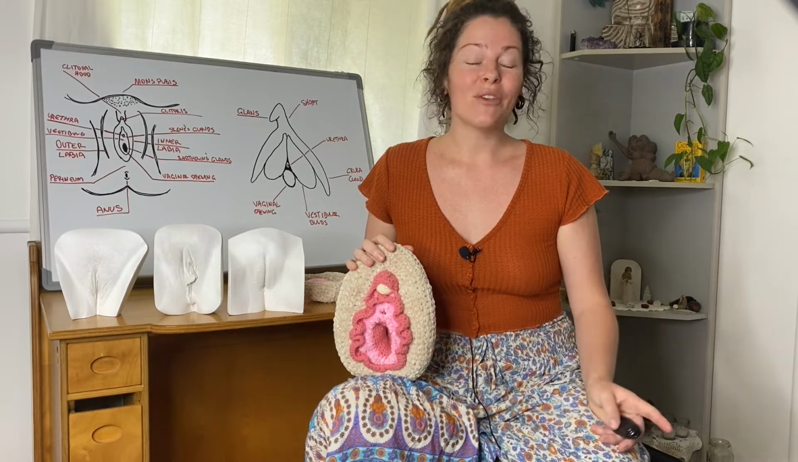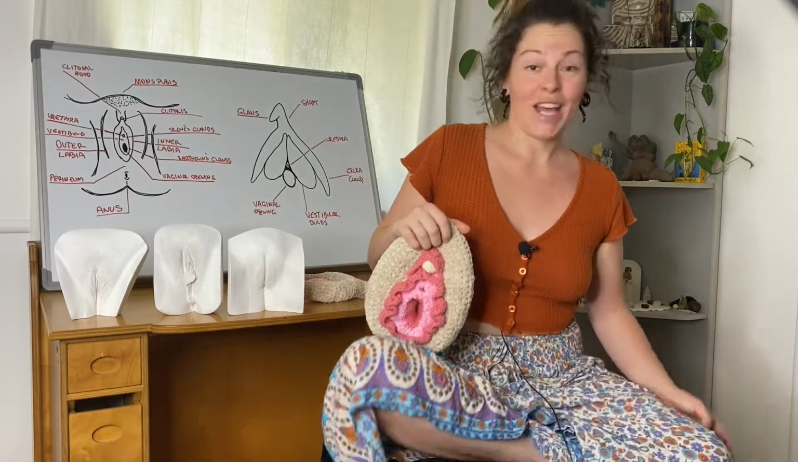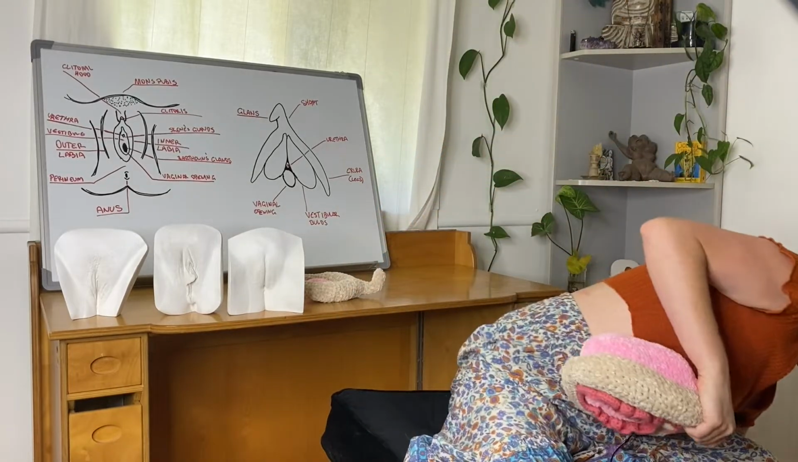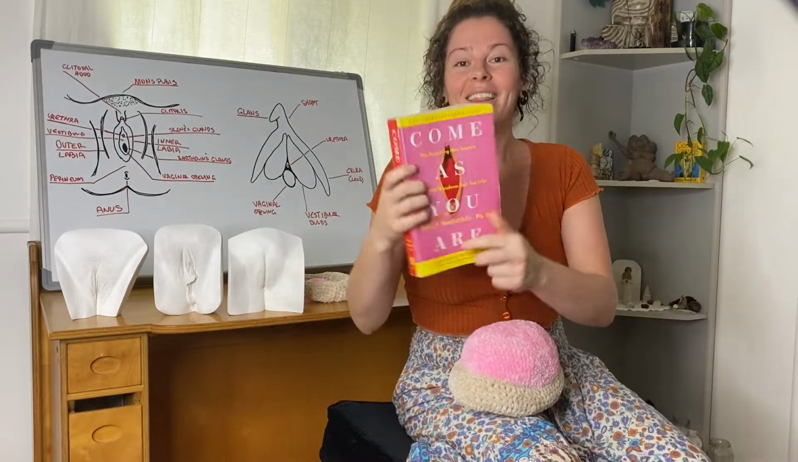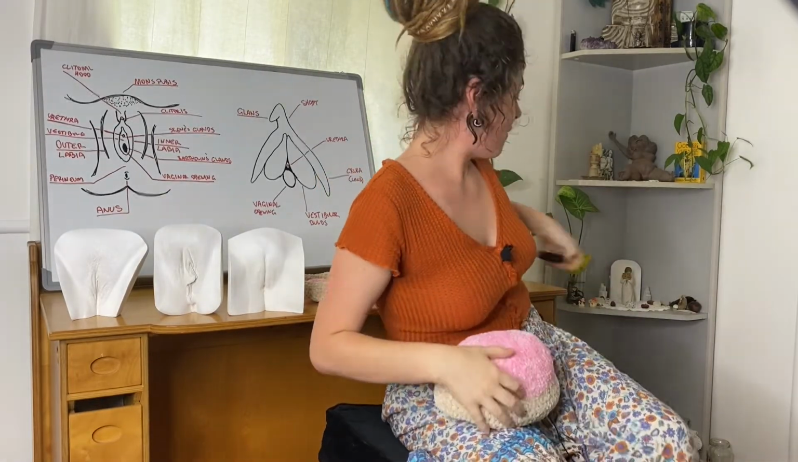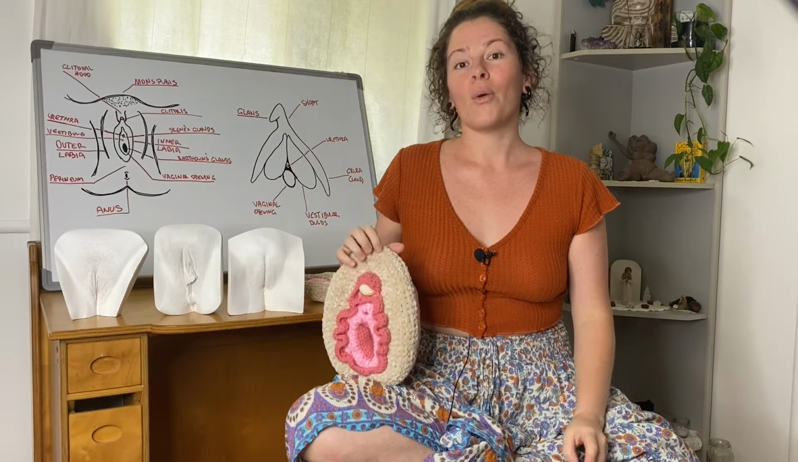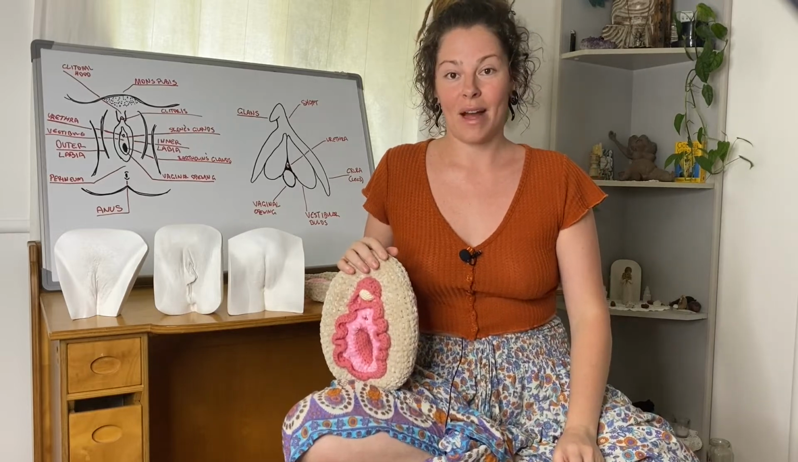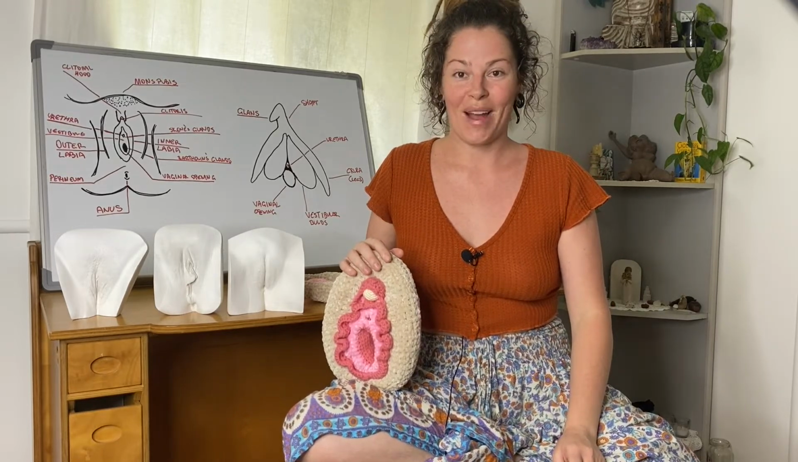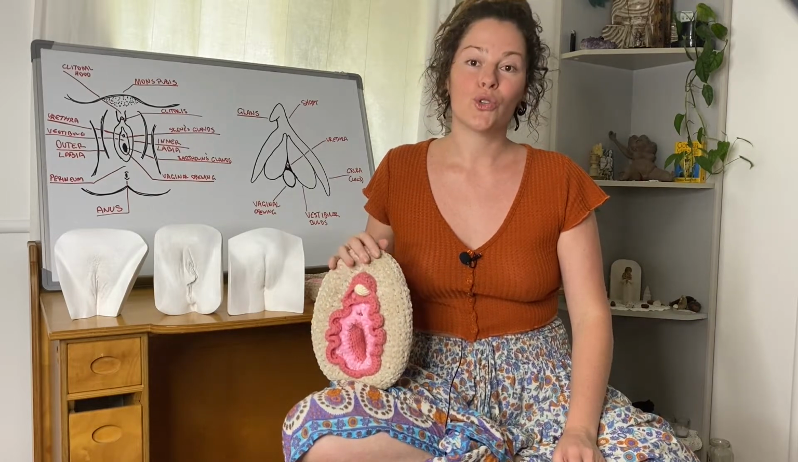If you haven't yet read Come As You Are by Emily Nagoski, then I definitely recommend that you do so. It looks like this. Now, she repeats herself throughout this incredible book, and she says that we all have the exact same parts, we're just organized in different ways. And I love this saying because it is so true.